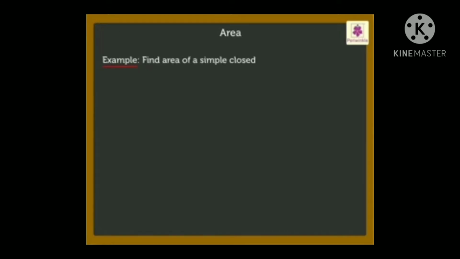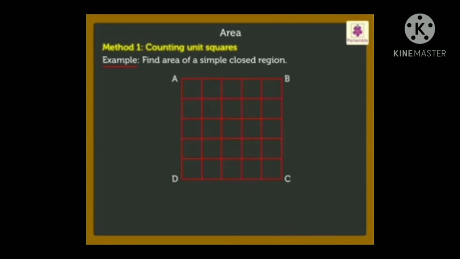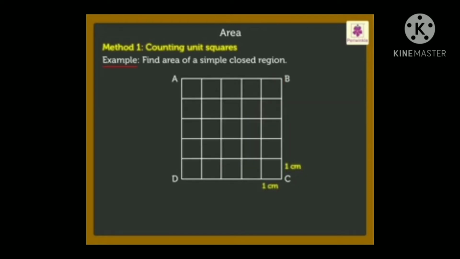Example, if it is given, find the area of a simple closed region and there is a square given ABCD. How are we going to find it by using the counting squares? Look at the figure ABCD. It is divided into 25 equal squares of side 1 centimeter each. Thus, we say that the area of square ABCD is equal to 25 square centimeter.